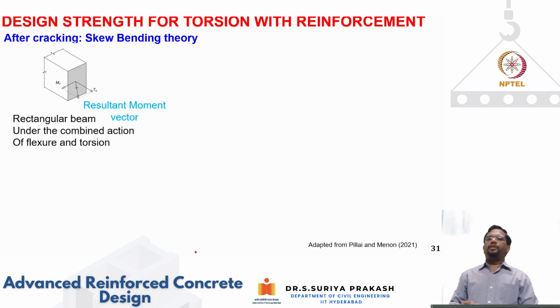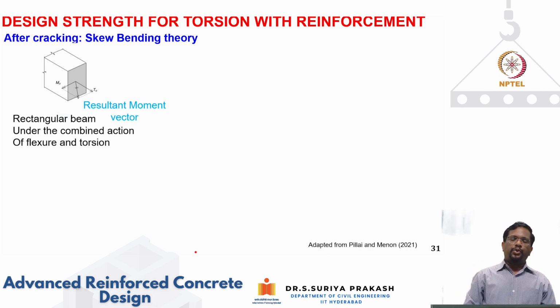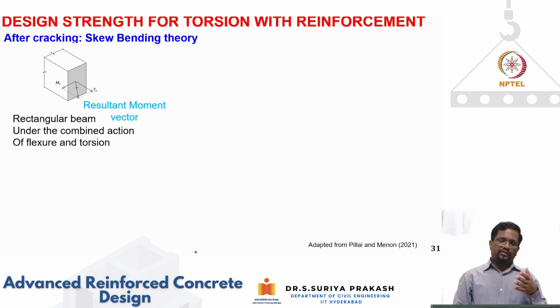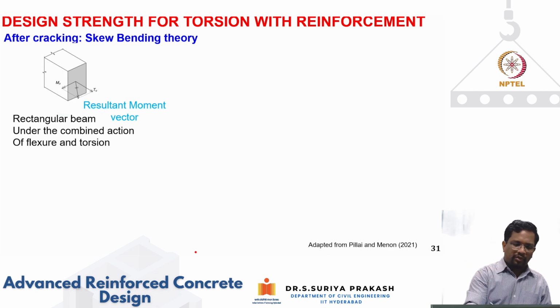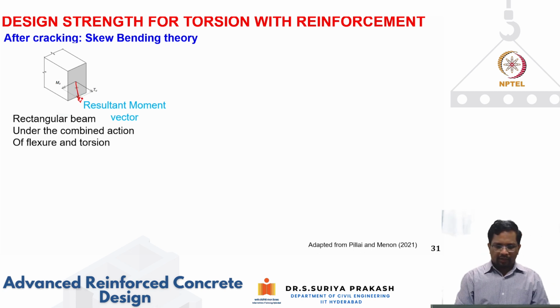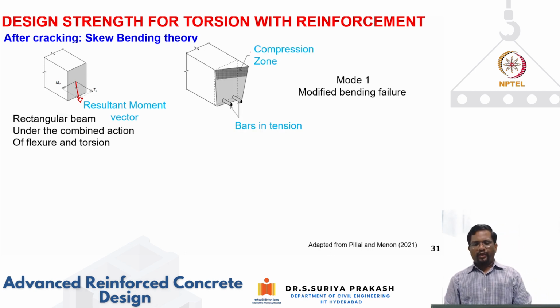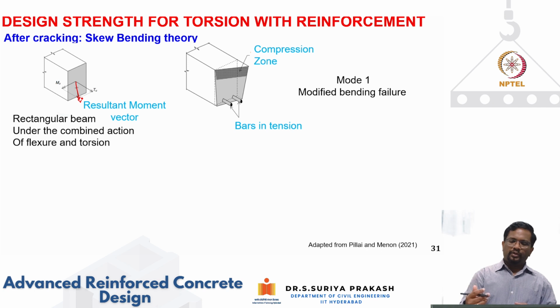Okay, there is another theory that was proposed, which is called as a skew bending theory. Okay, so for a cross section that is subjected to both torsion as well as bending, you can convert them into an equivalent resultant moment vector, and depending upon whether you have very low torsion and high bending or very high torsion and low bending, the direction of this resultant vector is going to change, right? Now you can have several scenarios. Okay, when you have very low level of torsion and significant amount of bending, then what will happen is torsion is going to modify the bending.